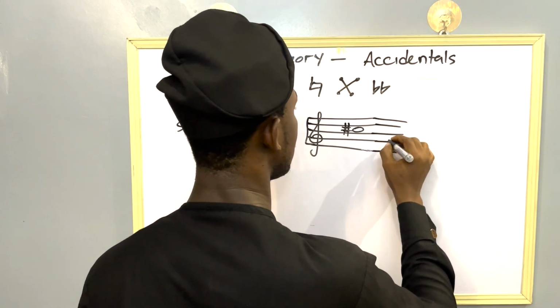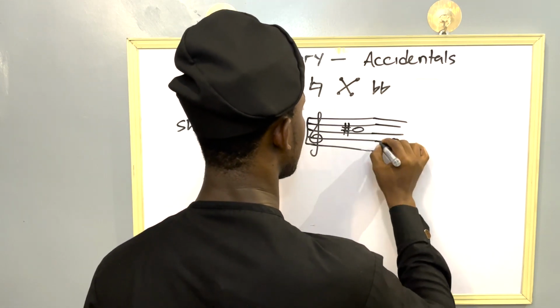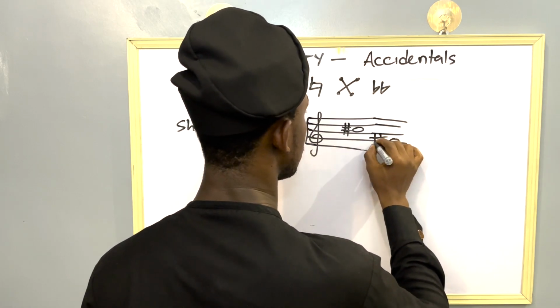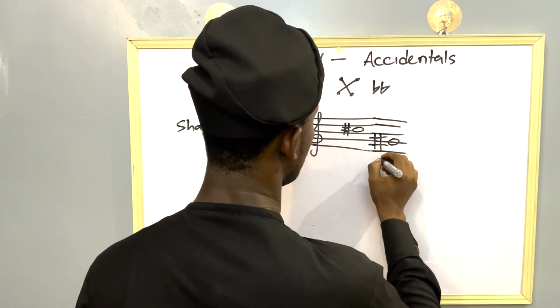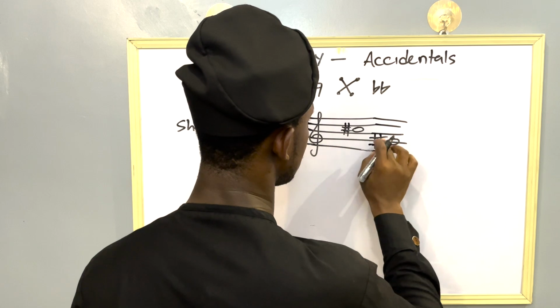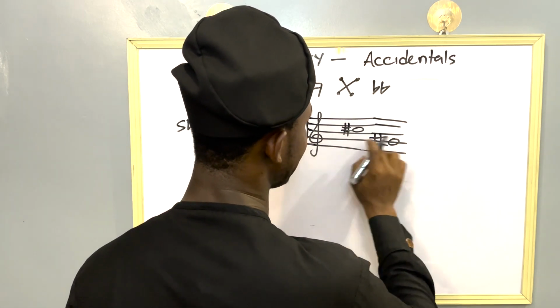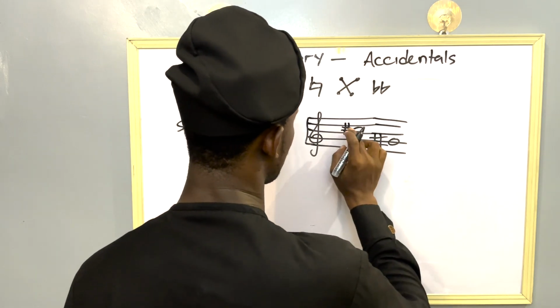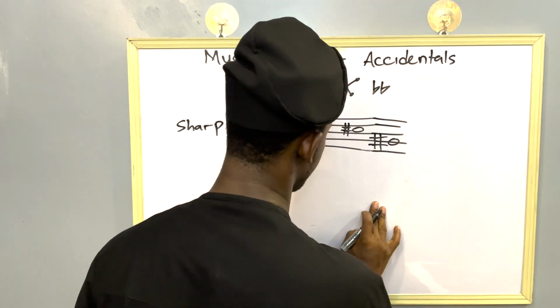If we have a note on the line and you want to write your sharp, the sharp has to be piercing through the line also. That is the way to put a sharp in front of a note.